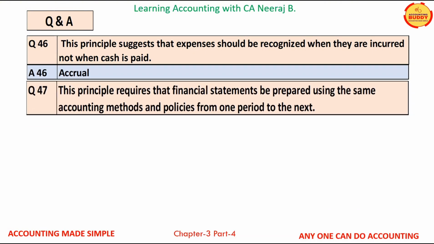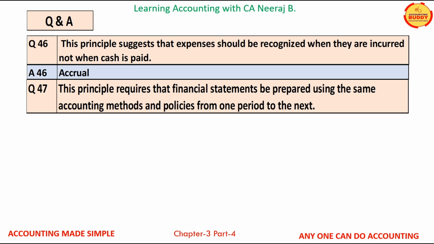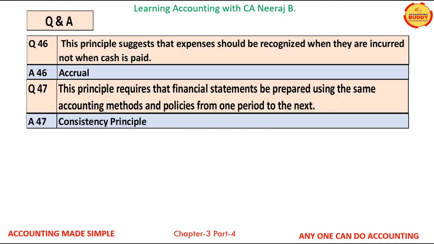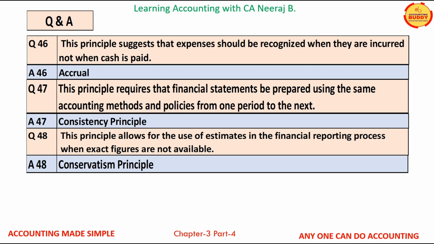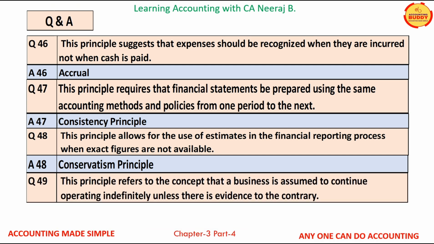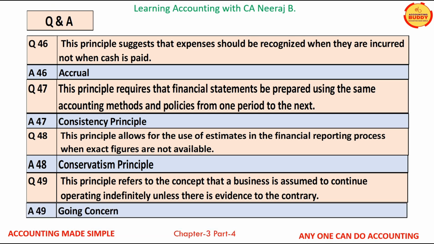Question number 47. This principle requires that financial statements be prepared using the same accounting methods and policies from one period to the next. The answer is consistency principle. Question number 48. This principle allows for the use of estimates in the financial reporting process when exact figures are not available. The answer is conservatism principle. Question number 49. This principle refers to the concept that a business is assumed to continue operating indefinitely unless there is evidence to the contrary. The answer is going concern.